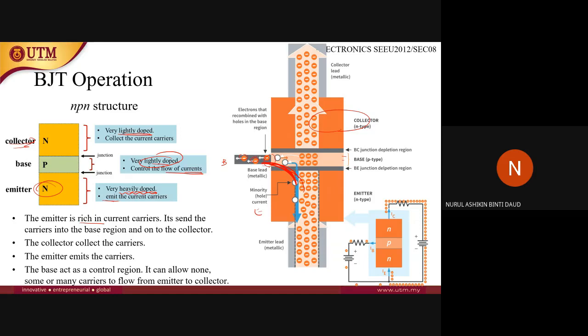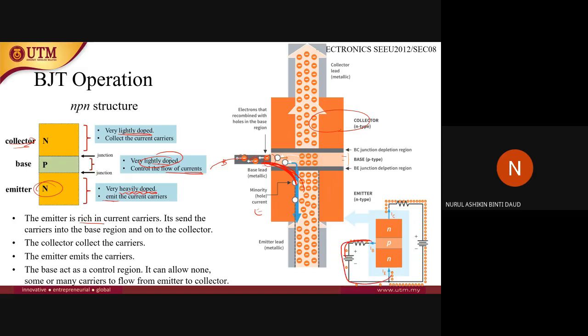Because the base region is very small here, the smaller number of free electrons that go to the base will recombine with the holes that exist in the p-type region and produce valence electrons, and these will move towards here again and come back to the emitter part.